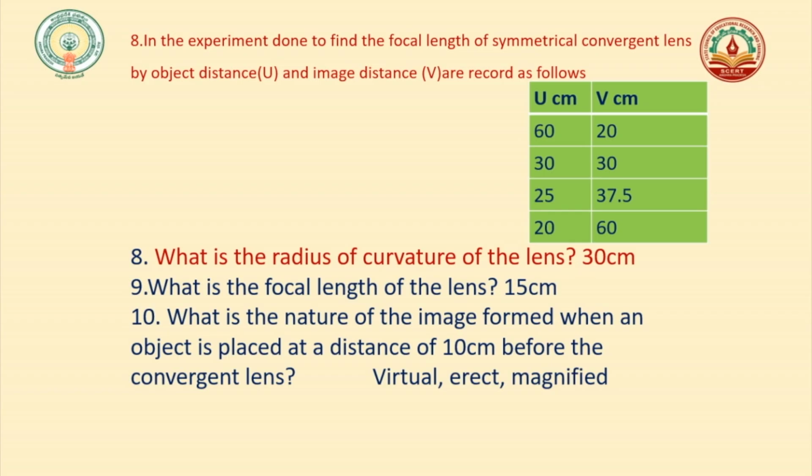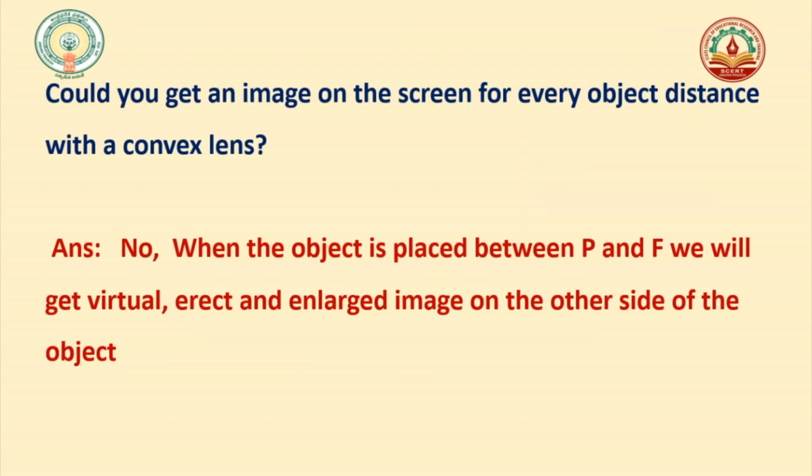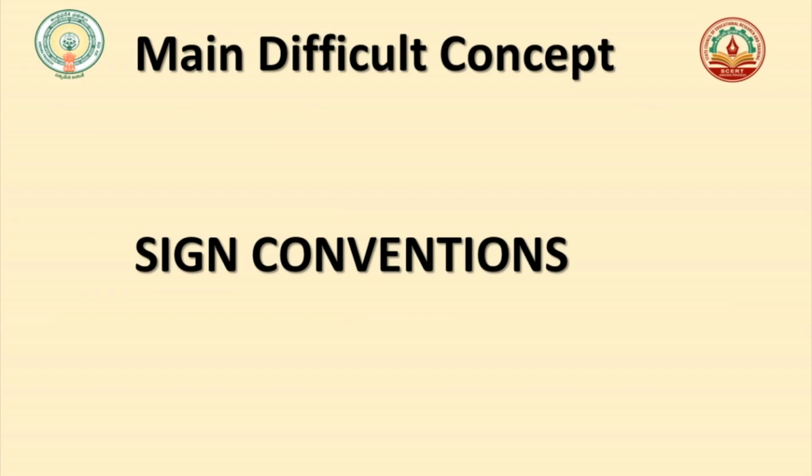So, without doing any calculation, we can get the nature of the image and everything by application of all the concepts and sub-concepts we learned. Could you get an image on the screen for every object distance with a convex lens? No. Already we discussed, for one special object distance between F and P, we can't get a real image. Okay. Now we have already discussed the sub-concepts and we integrated those sub-concepts.